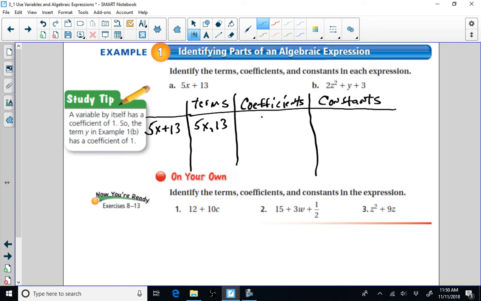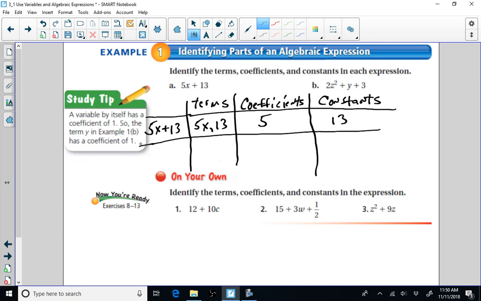Coefficients, the only coefficient is a 5 because the number that multiplies the variable is your coefficient, and just the 5 is multiplying the variable. Your constants are any terms without variables. So your 13 would be your constant there because your 13 has no variable in that term.